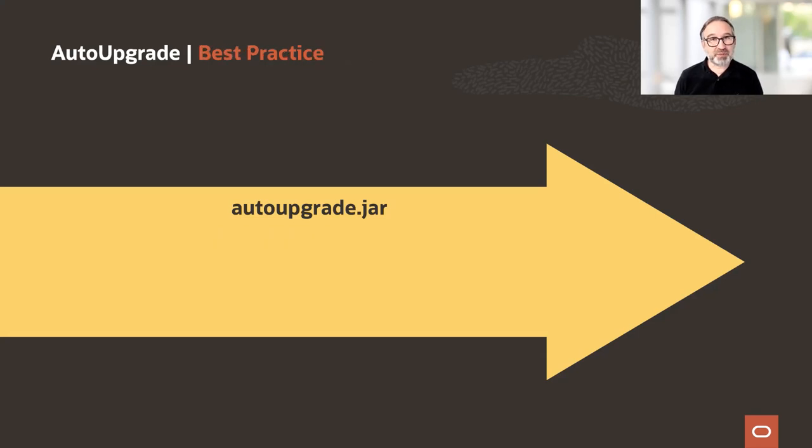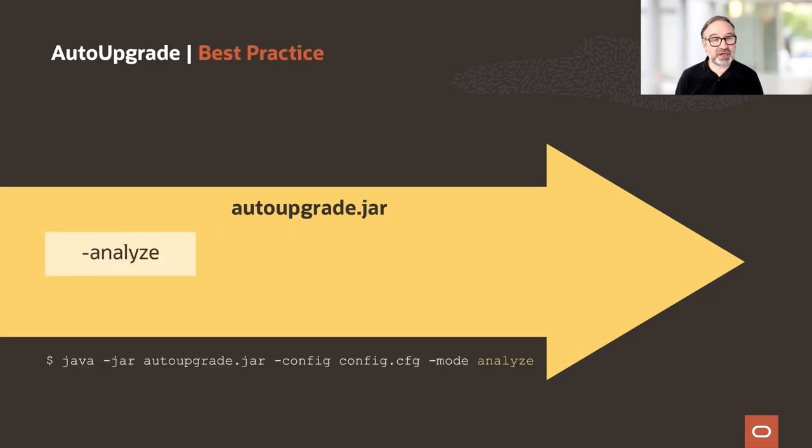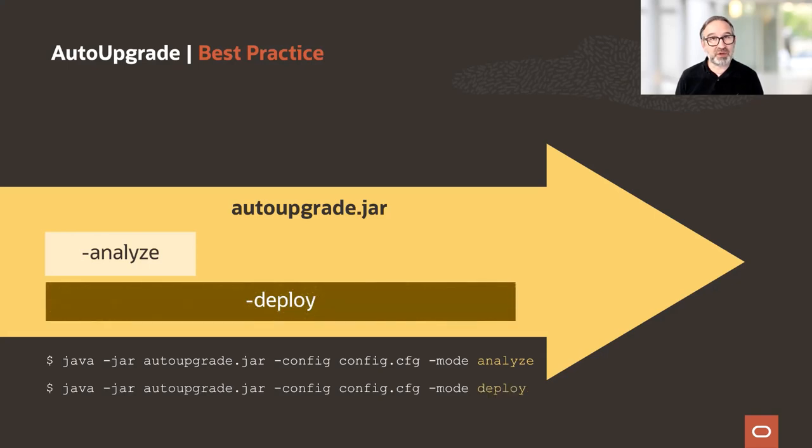So what is the best practice? You run analyze: java -jar autoupgrade.jar -config, -mode analyze, then you check the HTML or the log file, and then you run AutoUpgrade -mode deploy, and that upgrades the database. That's it. So two calls, one check in between, just to be on the safe side, and then you kick it off.